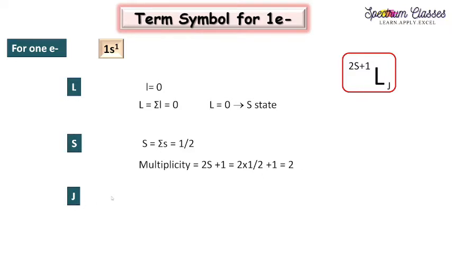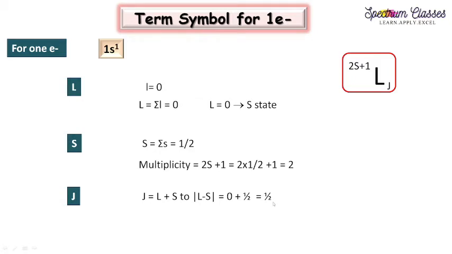Now coming to J. J is the total angular momentum or spin-orbit coupling. This J has values from L plus S to the modulus of L minus S. So first you will do L plus S. What is L? L is 0. And what is S? S is 1 by 2. So 0 plus 1 by 2 is equal to 1 by 2. And 0 minus 1 by 2, again you have 1 by 2. And there is no value in between. So only the 1 by 2 value is there.